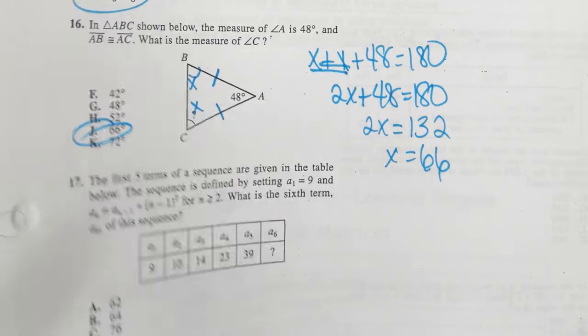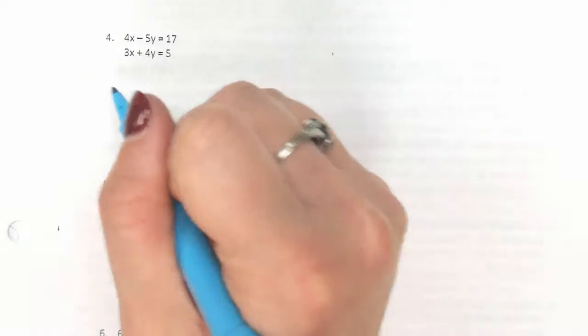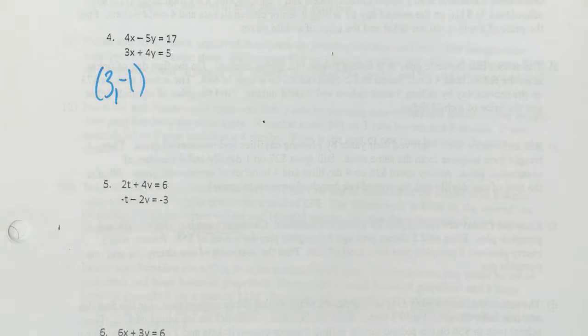All right, let's look at homework from Friday, which was page 4, numbers 4 through 7. And we're just going to look at the answers today. We're not going to turn them in because you're going to need them for just a minute. So the answer for number 4 should have been 3, -1.